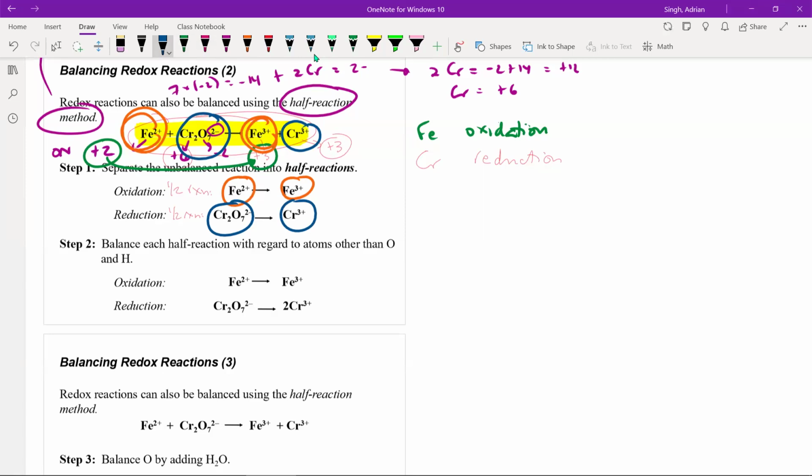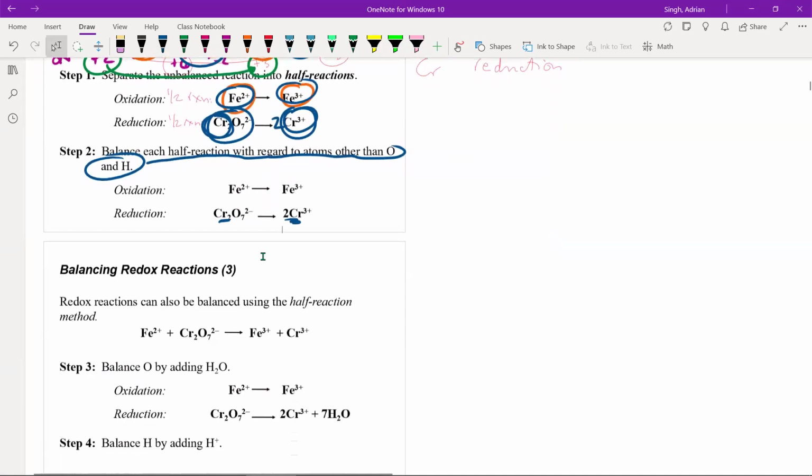That's the first step. The second thing we need to do is balance each half reaction in terms of mass, with regard to atoms other than O's and H's. If I look at the oxidation, I have 1 iron on the left, 1 iron on the right. In the reduction, I have 2 chromiums on the left and 1 chromium on the right. So I'll need to stick a 2 in front of the Cr3 plus. So I balance the chromiums, the atoms other than O's and H's. I don't have to mess with the oxidation one because I have 1 iron on each side.